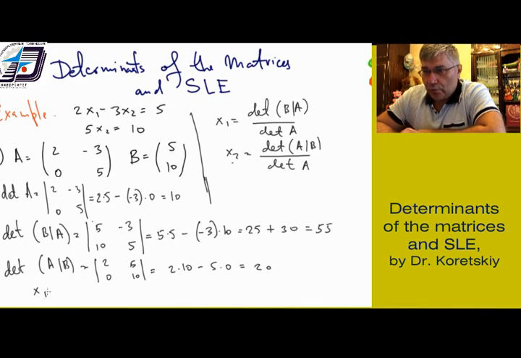So we have two roots, two numbers. x1 equals, according to this formula, 55 over 10. It is 5.5, and x2 equals 20 over 10, and it is just 2.